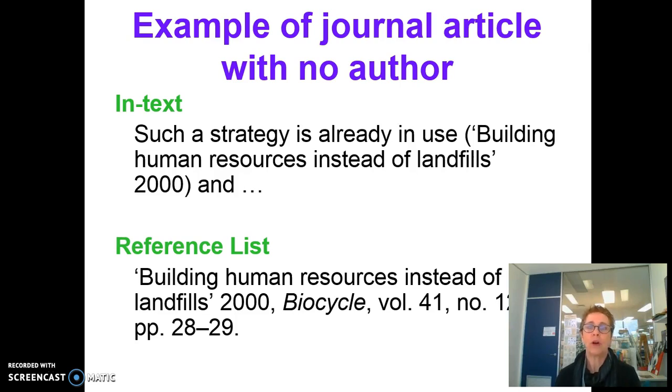All right, so here's an example of a journal article that has no author. It also has no organisation. So in this case we have put the name of the source as the author. So such a strategy is already in use. There's the thing I'm going to reference, and my reference is building human resources instead of landfills. And the year it was published is the year 2000. So there was no author, no organisation, so the title of the source becomes what I reference. In the reference list for that example, the title of the source is the first thing that's going to appear in the reference list.